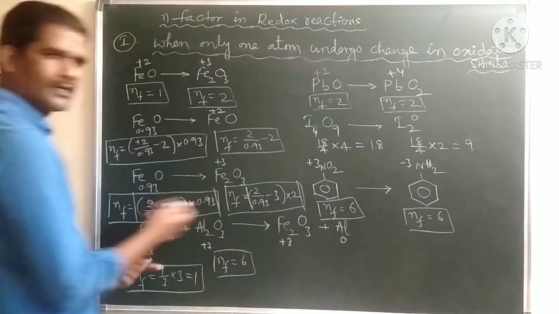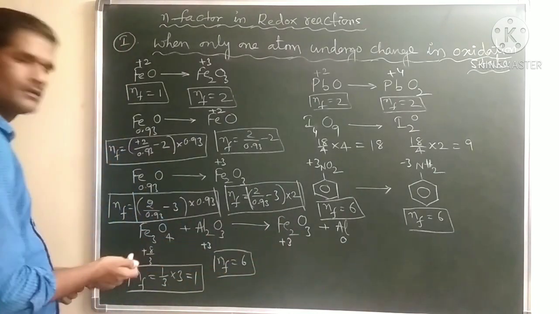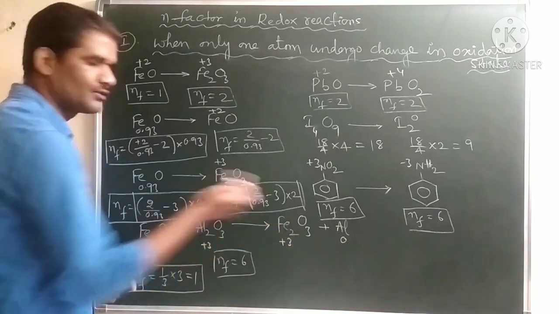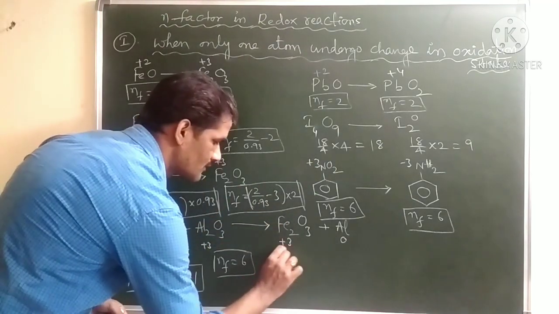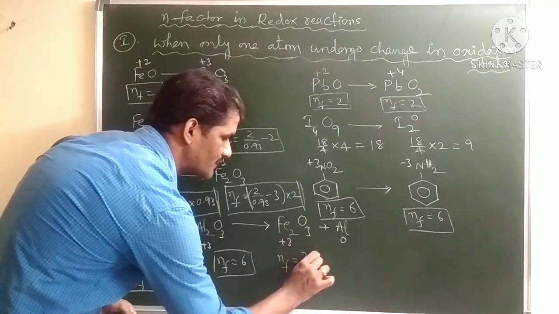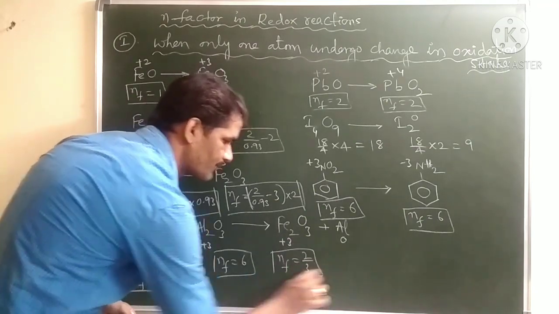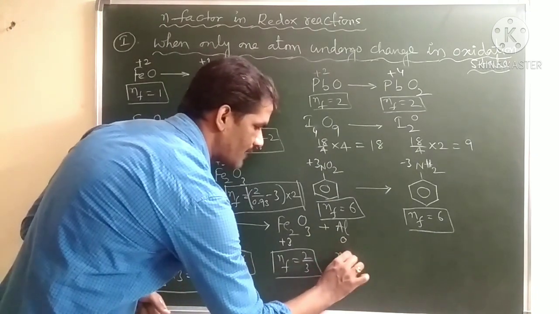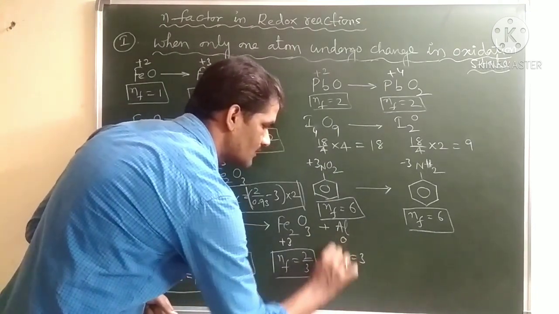And Fe2O3, again coming back, plus 3 to 8 by 3, the change is 1 by 3, and 1 by 3 into 2 iron atoms, so the N factor is equal to 2 by 3. Aluminium, 0 to plus 3, so here the N factor is equal to 3 for aluminium.